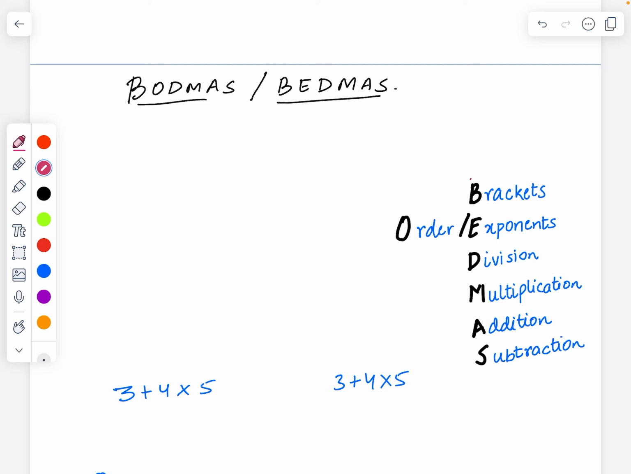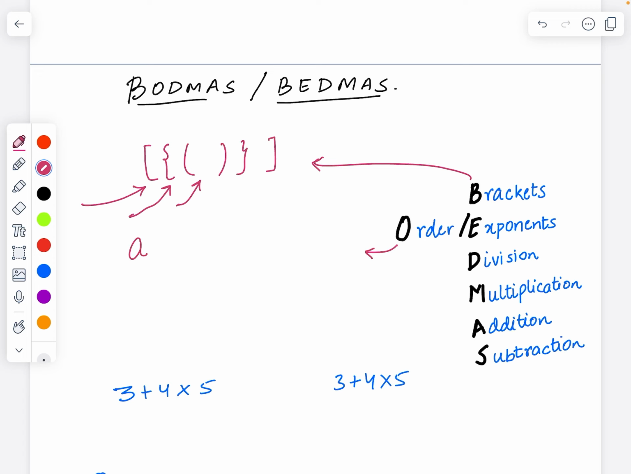So I'm going to take brackets first. Brackets could be big brackets, curly brackets, or small brackets. You should know that you have to first solve the small brackets, then go to the curly brackets, and then you can go to the bigger brackets. Okay, then you have the order. Order or exponents mean the same thing.